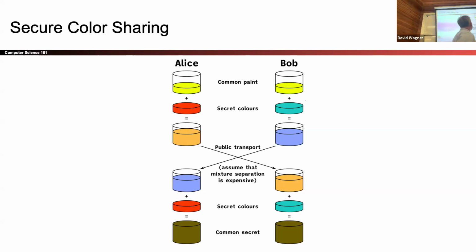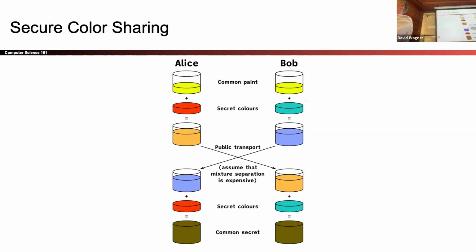And Bob is going to mix yellow with his secret color, teal. And he's going to get something that's kind of bluish looking. And he's going to send a can of paint with that blue color to Alice through the mail. The postman is observing this. So the postman can pry open the paint cans and look in and see, oh, Alice is sending some brown and Bob is sending some blue.